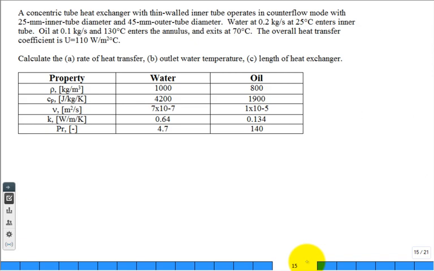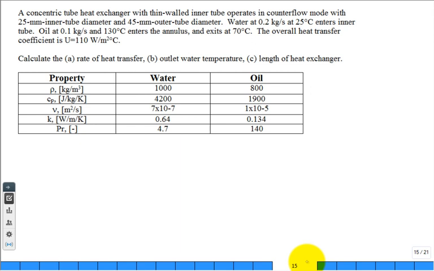Let's solve a problem. Same exact problem, now not using the log mean temperature difference, but using the effectiveness NTU method. So you would not have any difference. This is the same problem we just solved. In part A or part B, the answer and the strategy is the same. Remember, only in part C did we really analyze the heat exchanger.